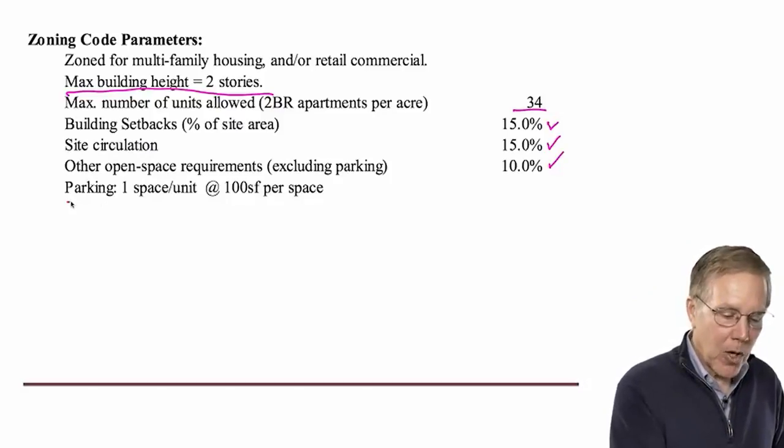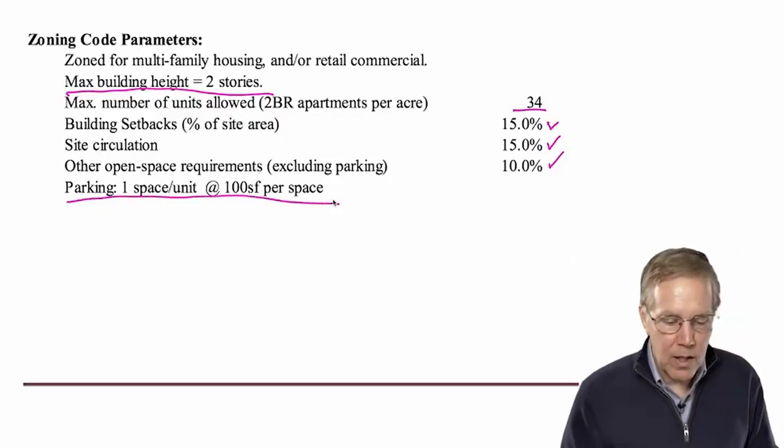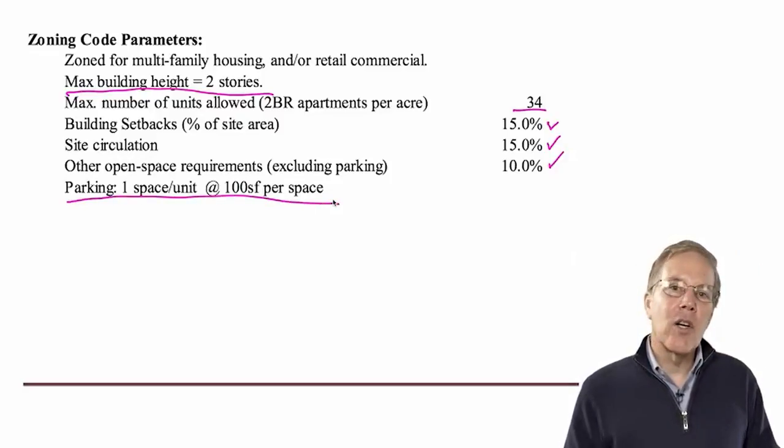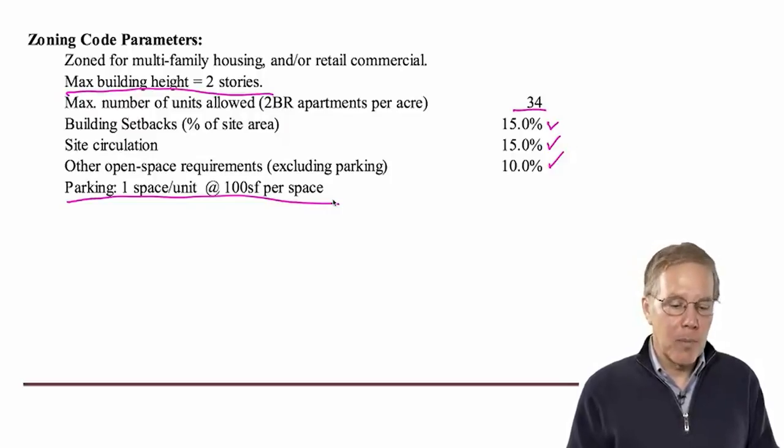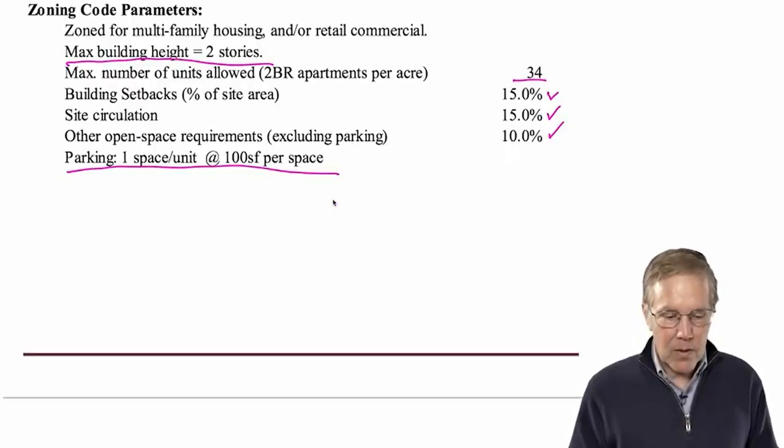For parking, the local zoning code says they need 100 square feet per space, and they need 1 parking space per 2-bedroom unit. CAG is going to double that, because they've found that for their demographic, the grad students each want to have a parking space. Typically 2 graduate students live per apartment, and they each want a parking space.